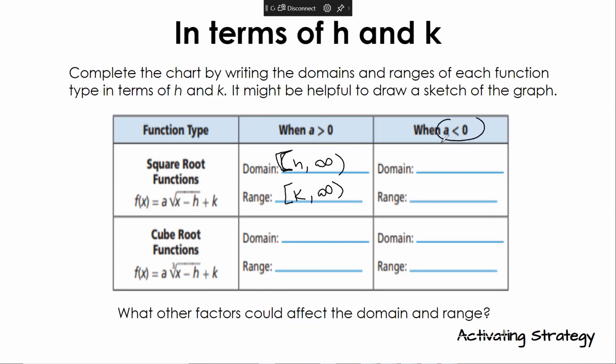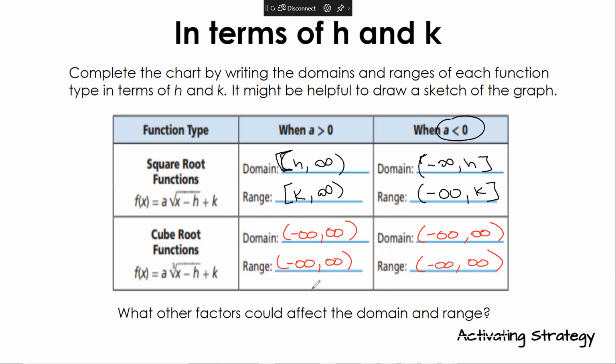If my a is less than 0, it's going to be from negative infinity to h. And my range is going to be from negative infinity to k. Okay, domain and range for cubic functions. We've got negative infinity to positive infinity, negative infinity to positive infinity, and same thing for when a is less than 0. Same one. So cubic root functions are pretty easy.